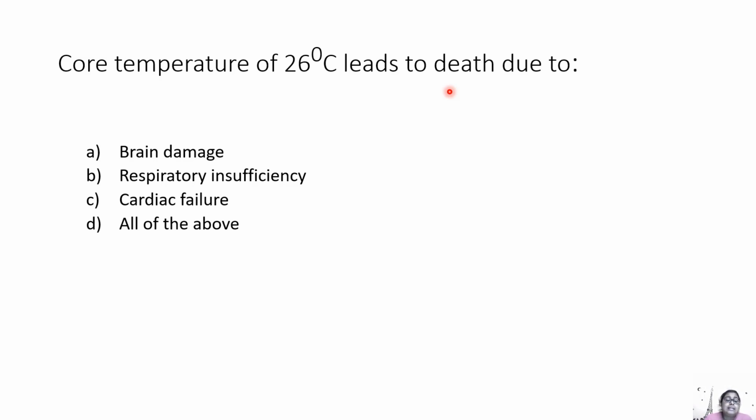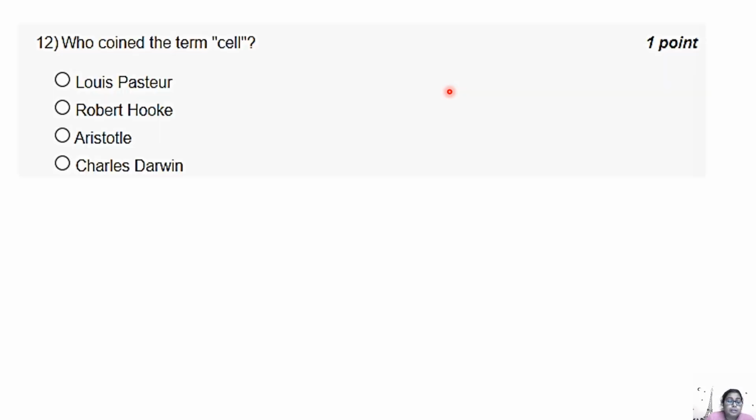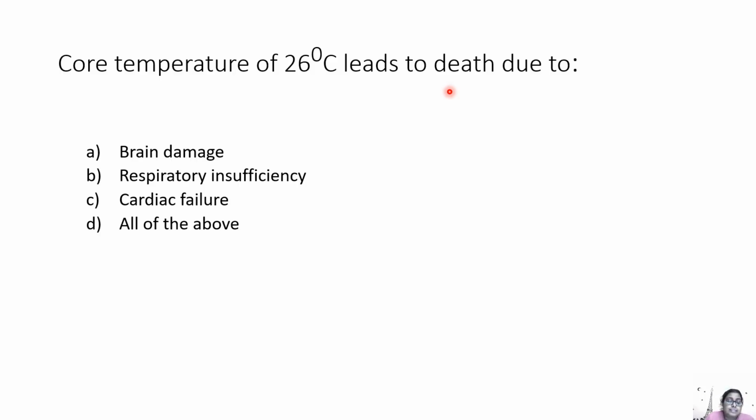So 26 degrees Celsius does not seem like a very harmful temperature because that's the normal room temperature here in India. Okay, but if this is the core temperature of your body, it can lead to death, because it is at least 10 degrees Celsius less than what it is supposed to be, which is 37 degrees Celsius. It can lead to brain damage, respiratory insufficiency, cardiac failure, anything can happen. Okay, so that is fascinating.